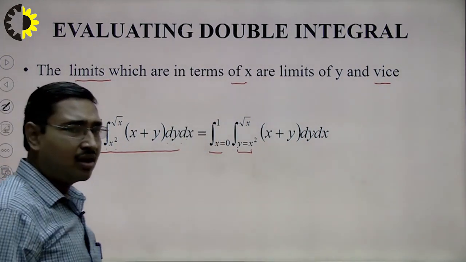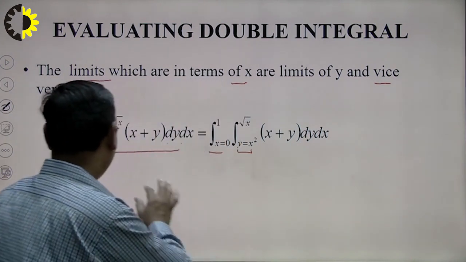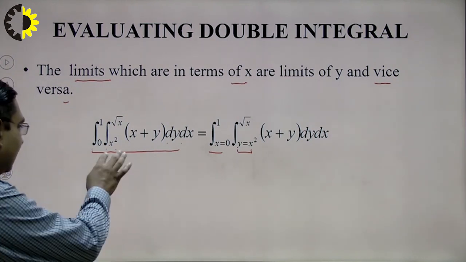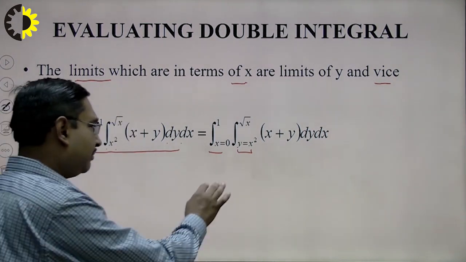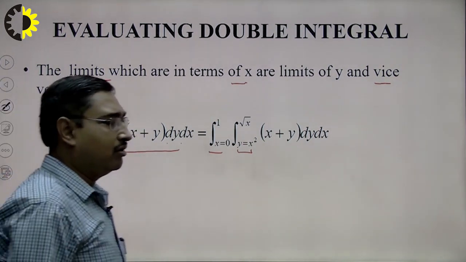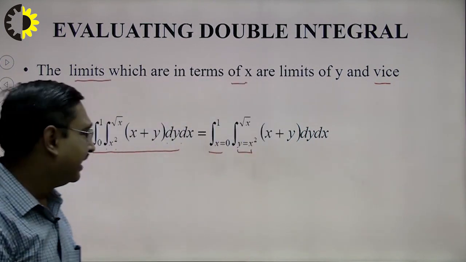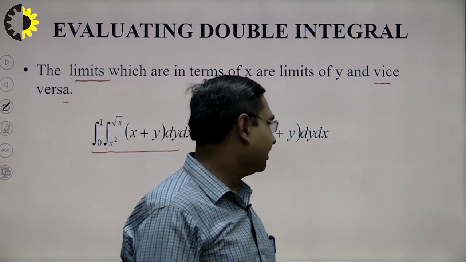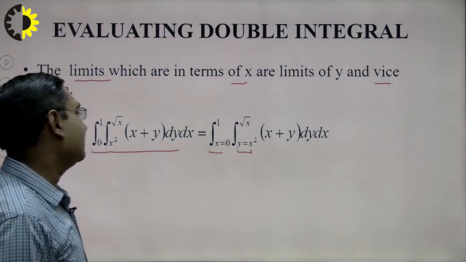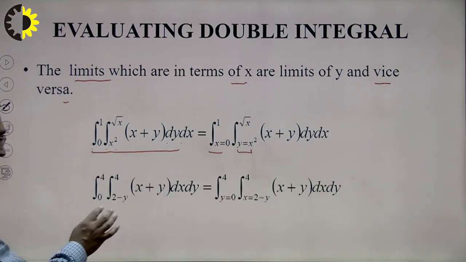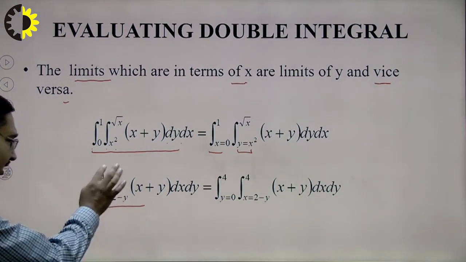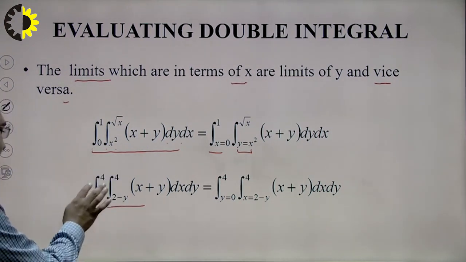Thus, whenever we are not told which is the limit of which variable, then we will always follow this convention. The limits which are in terms of x will be the limits of y, and the limits which are remaining will be the limit of x. Why it is happening, we will see in the coming discussion when we will understand how we can find these limits. On the other hand, if I have an integral like this, here the limits are from 2 minus y to 4 and 0 to 4.